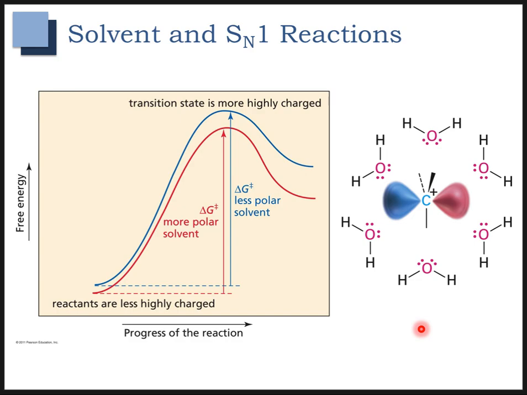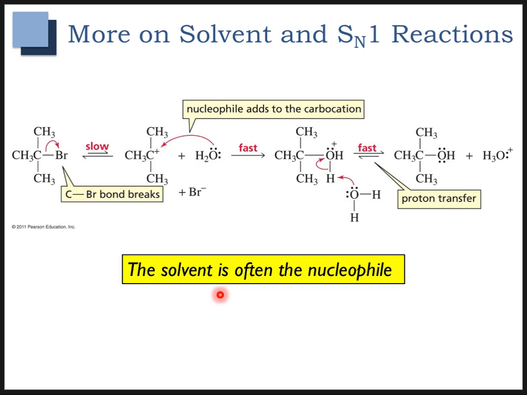For SN1 reactions, we actually want a polar protic solvent. Polar solvents, as you can see here, can stabilize those carbocation intermediates. Remember, your carbocation intermediates are very reactive, so any way we can stabilize these is going to be very helpful for increasing the rate of the reaction. So you can see here that this more polar solvent is going to have a lower energy transition state, and that's going to be favored and help increase the rate of this reaction.